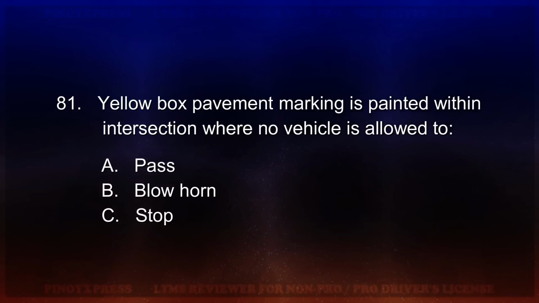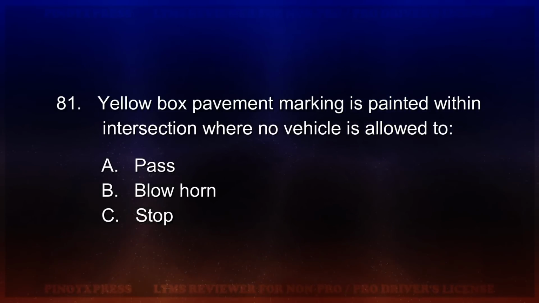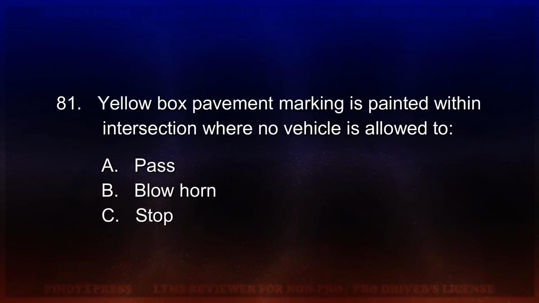Yellow box pavement marking is painted within an intersection where no vehicle is allowed to A. Pass. B. Blow horn. C. Stop. The correct answer is letter C.